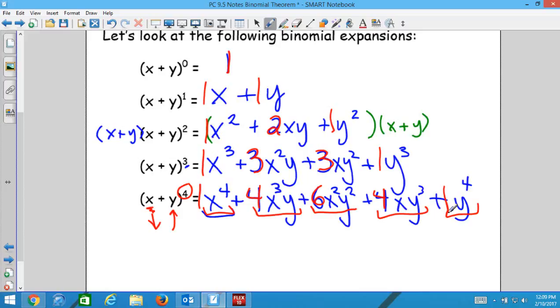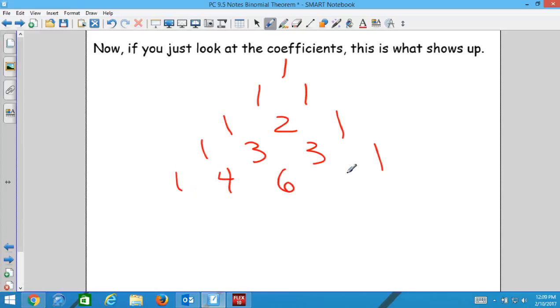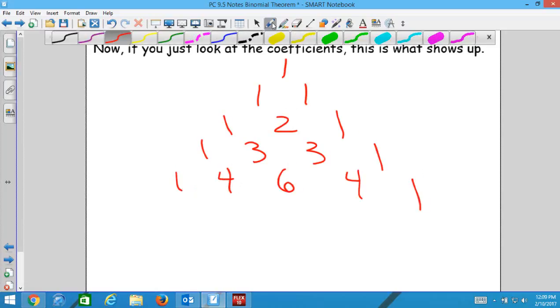Do you guys remember doing this? Maybe some of you. Does anybody remember doing this stuff last year? Yeah. Some of you remember? What's this called? It's called Pascal's triangle. And Pascal was a mathematician.